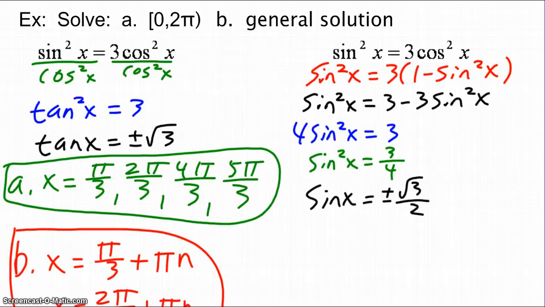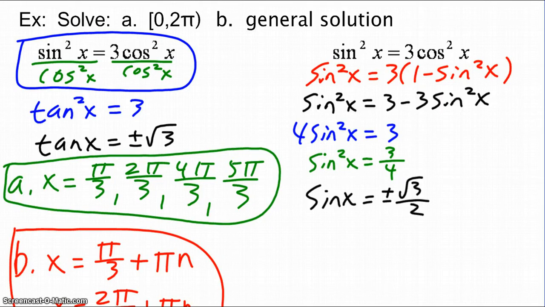Okay, so here I showed two different methods to get the same exact solution. So over here on the left, what I chose to do was divide both sides by cosine squared x. So then I know sine squared x over cosine squared x becomes tangent squared x, and on the left-hand side the cosines cancel, and I'm left with just 3. Take the square root of both sides, I get tangent of x equals plus or minus root 3. On my unit circle, where does tangent equal plus or minus root 3? It's at pi thirds, 2 pi thirds, 4 pi thirds, and 5 pi thirds.